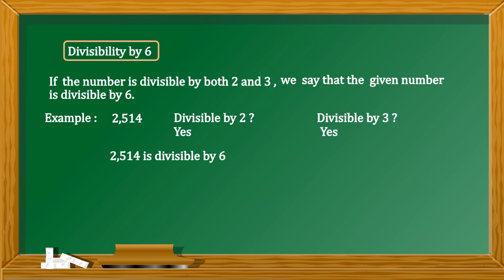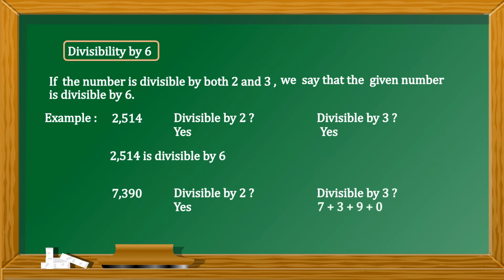Now, look at the number 7390. Is it divisible by 2? The last digit is 0, which means the number is even. So yes, it is divisible by 2. Is it divisible by 3? The sum of the digits is 7 plus 3 plus 9 plus 0 is equal to 19, and 19 is not a multiple of 3. So no, the number is not divisible by 3, which means 7390 is not divisible by 6 because even though it is divisible by 2, it is not divisible by 3.